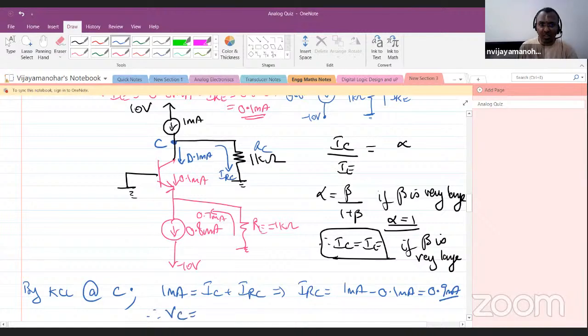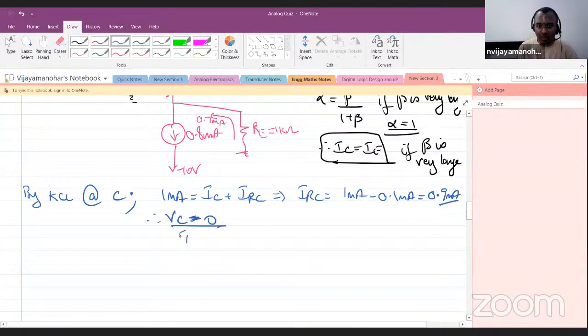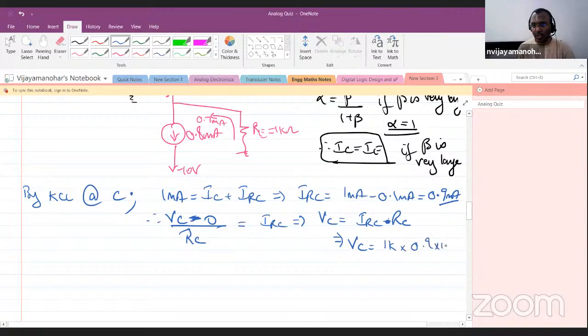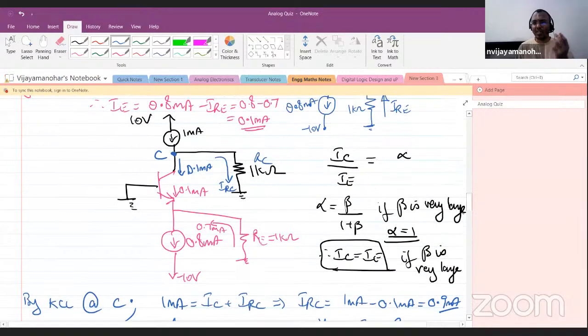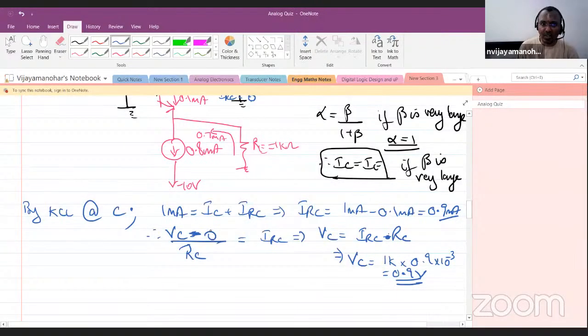Therefore, what will be VC? VC minus 0 divided by RC is equal to IRC, which implies VC is equal to IRC into RC, correct? IRC is 1 kilo ohm into 0.9 milliampere, which is 0.9 volt. See, throughout the problem, I am just applying Kirchhoff's current law and Ohm's law, nothing more than that. What is this current, IRC? This voltage is VC, this voltage is 0. So VC minus 0 divided by RC is IRC. That's what I wrote here. So, therefore, VC is 0.9 volt.